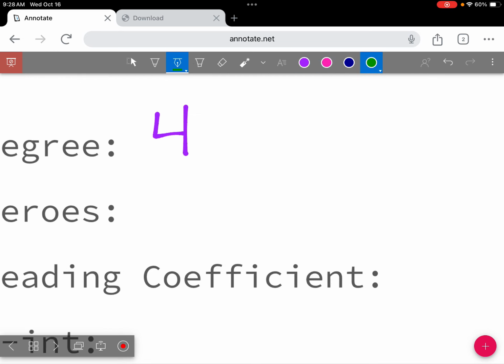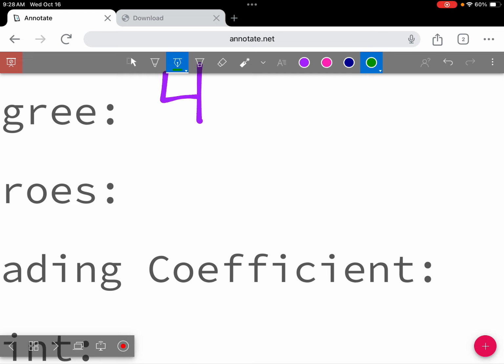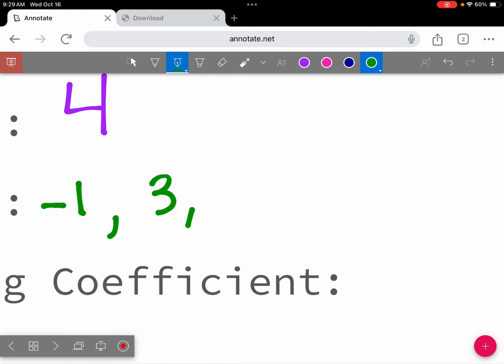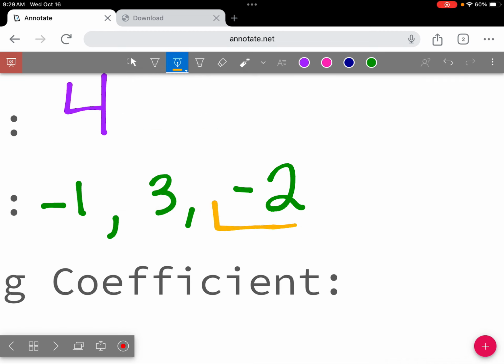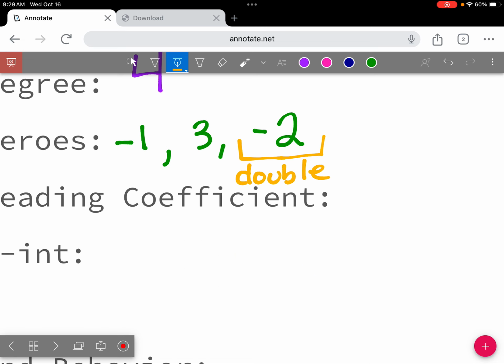I'm just going to go down the line this time. Where are our zeros? -1, +3, and -2. What's special about our -2? It's going to be a double root, so we're going to bounce off of this one. And you can write that down if it helps you. You can also just deal with that later. It doesn't matter, genuinely. It's a double root there. What is our leading coefficient going to be? -2.